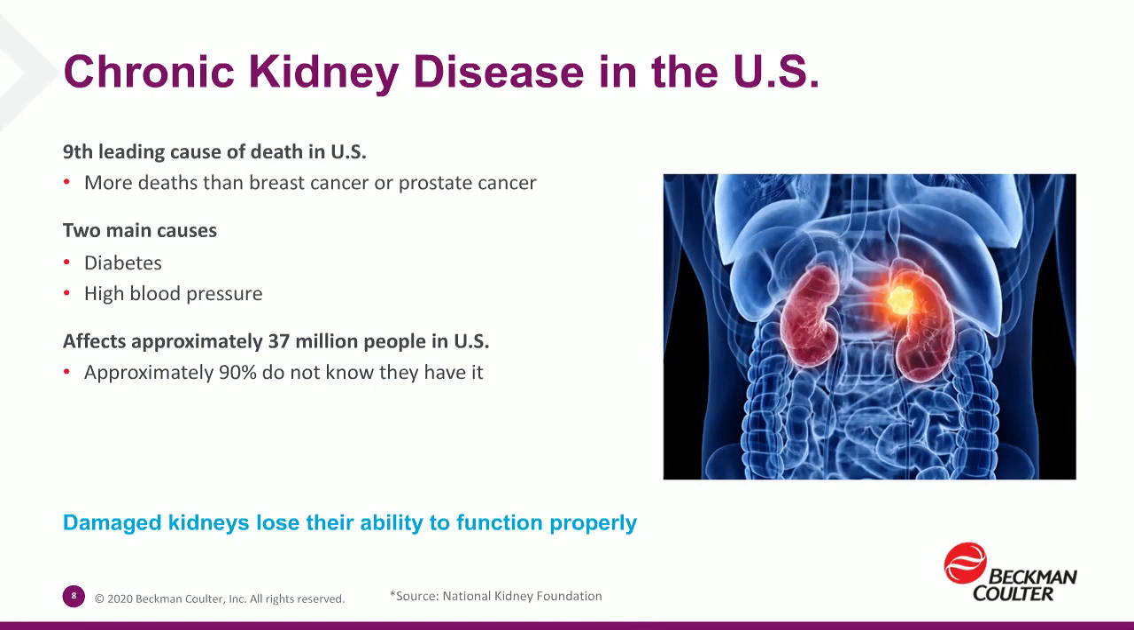Another way to appreciate the severity of kidney disease is to understand that it is the 9th leading cause of death in the U.S. Approximately 90% of those affected do not even know that they have kidney disease. I want to emphasize that 90% of those affected do not even know they are in some stage of kidney disease. The 2 main causes of chronic kidney disease are diabetes and hypertension.